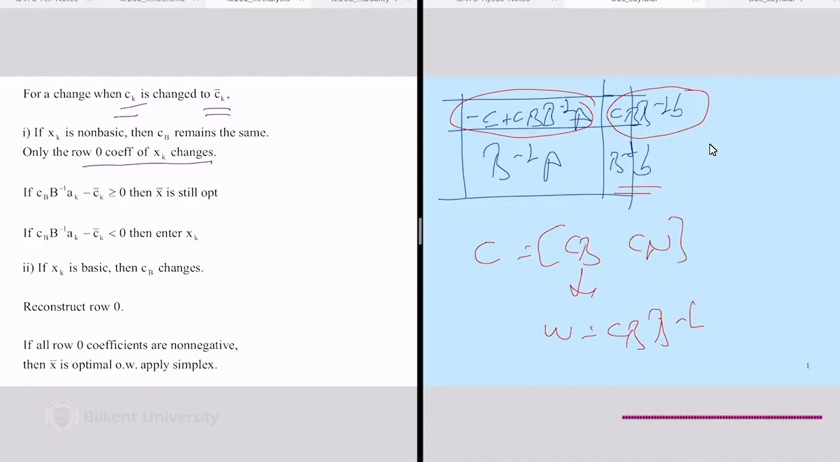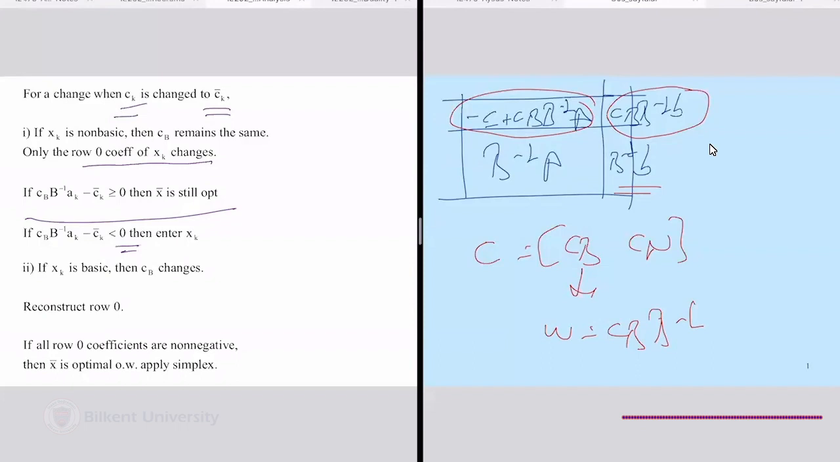You just check if it is still positive or not. If not, that means with the new objective function coefficient, increasing the value of this guy to a positive value is more profitable. That means this variable wants to enter the basis because it has a negative entry. So you apply primal simplex as you always do. This time we have one negative row 0 entry in our simplex table, if XK is a non-basic variable, and if you do the change and it becomes negative.